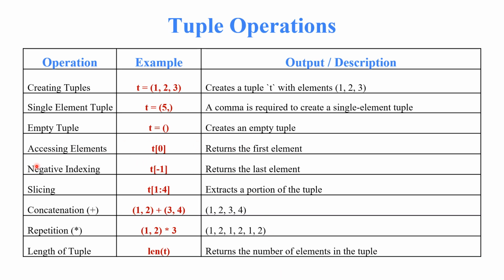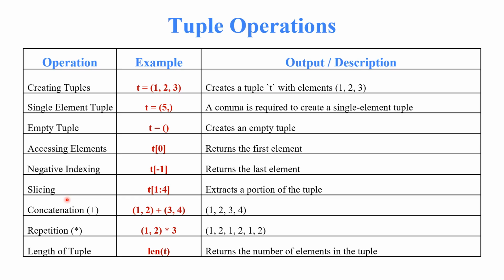Then, how do I access an element? I can access an element by its index, so you can specify whatever position inside the brackets. Negative indexing is also possible, so t of -1 always returns the last element in your tuple. Next, when we want to extract a portion of the tuple, we use the slicing operation.